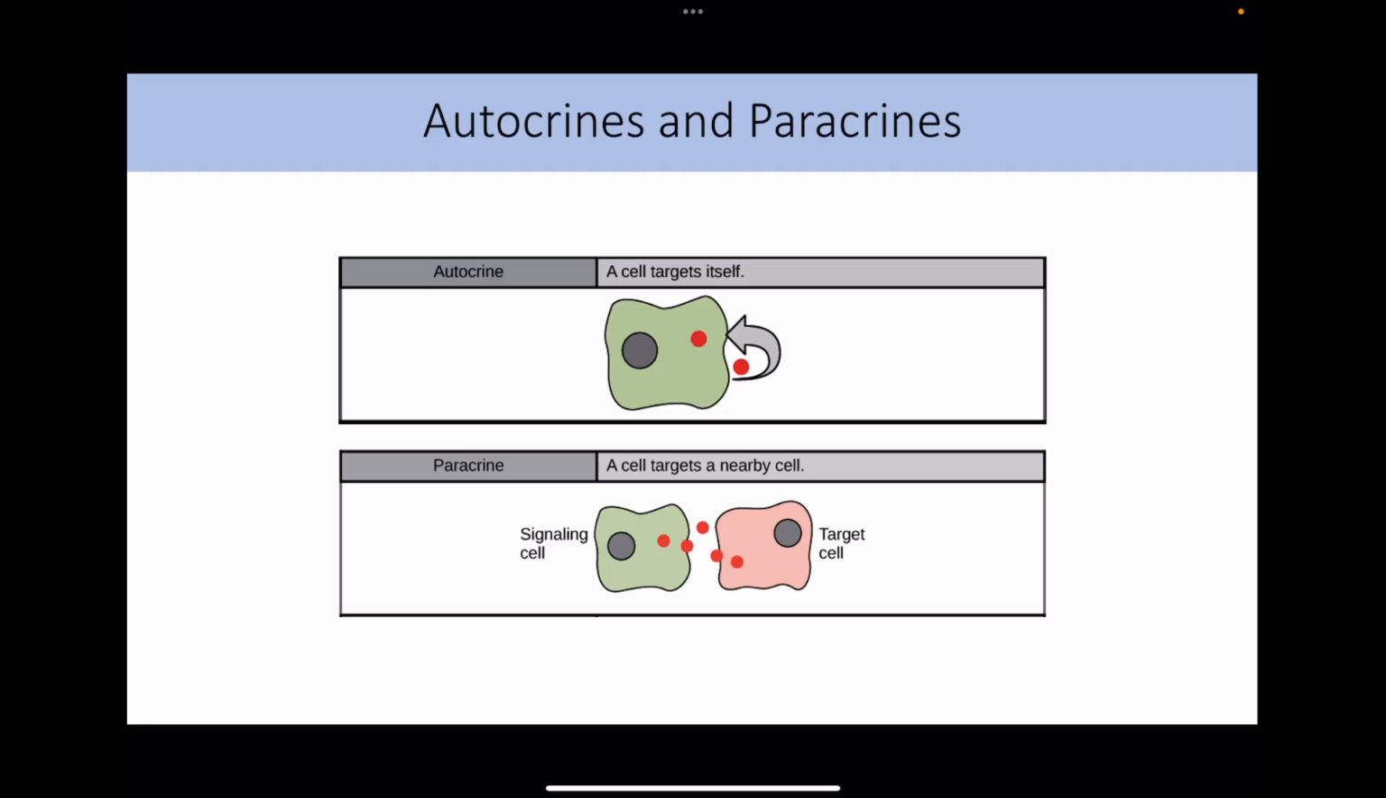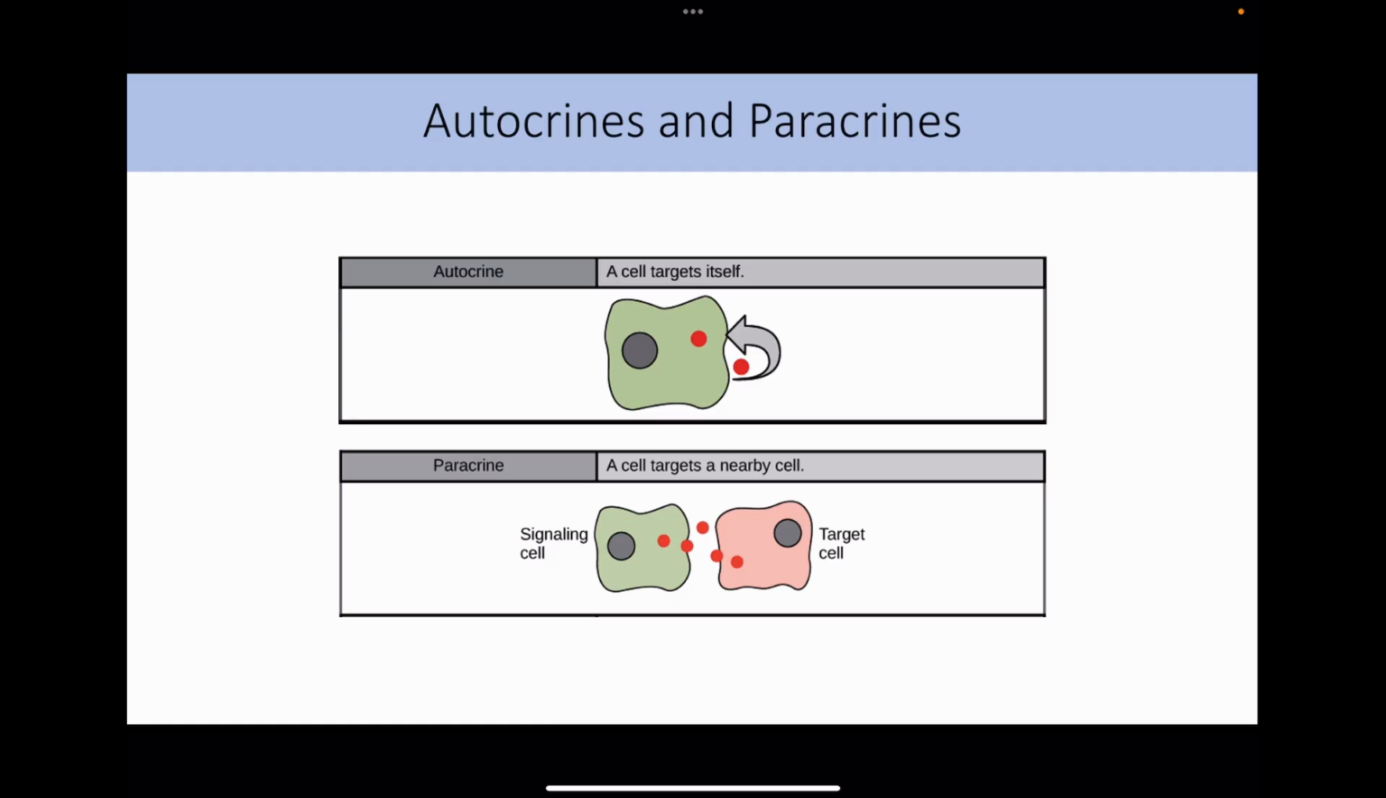This happens a lot with the immune system. When we need to make more white blood cells to fight off an infection, those white blood cells will target themselves to make copies of themselves. It also happens a lot with embryonic development. Cells will target themselves to grow more exponentially to get that growth and development to happen faster.